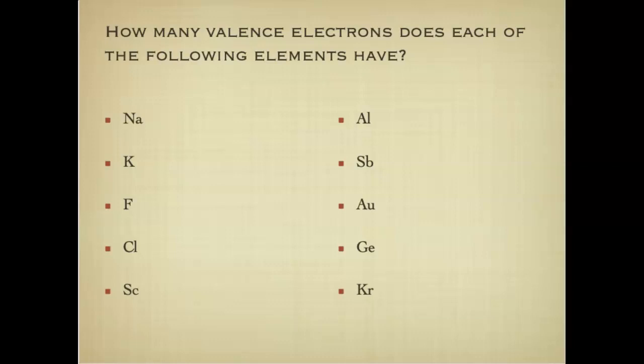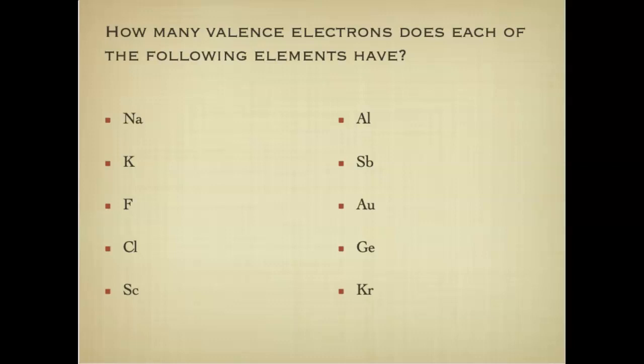Okay? Sodium, well, the first one, it's in column 1. 1. Potassium, same column. 1. Okay? Notice that. Sodium and potassium both have 1 valence electron, and they're in the same column. Well, they're in the same family. Families share similar properties. So it makes sense that sodium and potassium would have 1 valence electron because they should have similar properties.